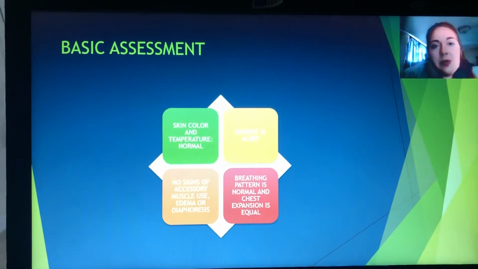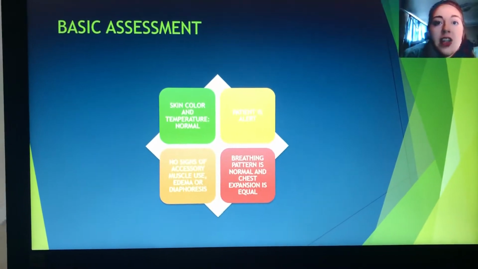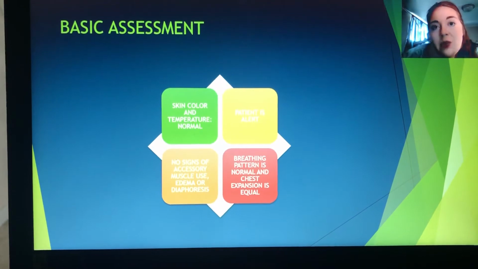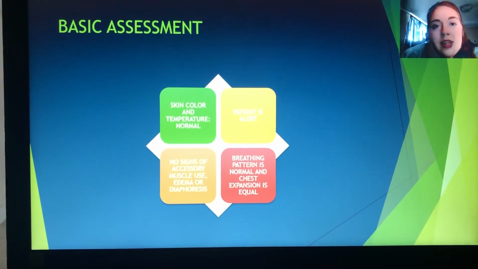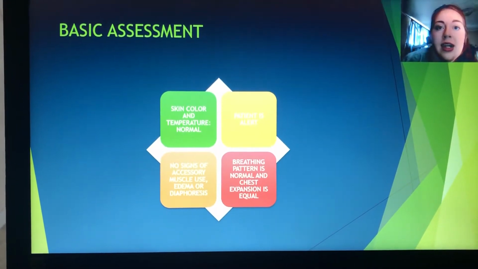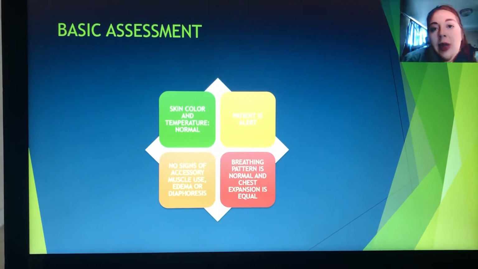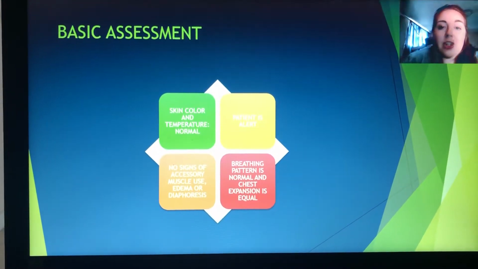So the first time that I was able to go in and assess my patient, I noticed that the patient's color and temperature to touch seemed very normal. The patient was alert and oriented and pleasantly confused. There was no accessory muscle use that I could note, as well as no edema or diaphoresis. And the patient's breathing pattern appeared to be normal with regular chest expansion.